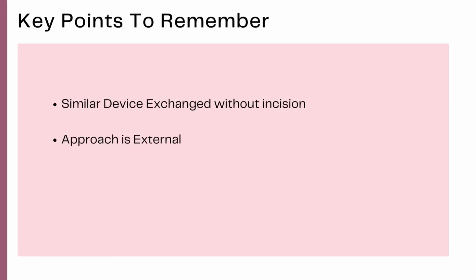So the key points from this video. Change root operation represents only those procedures where a similar device is exchanged without making a new incision or puncture. A device is removed and a similar device is placed. All change procedures are always coded using the approach as external only. These are the two key points that you will need to remember when coding change as the root operation.